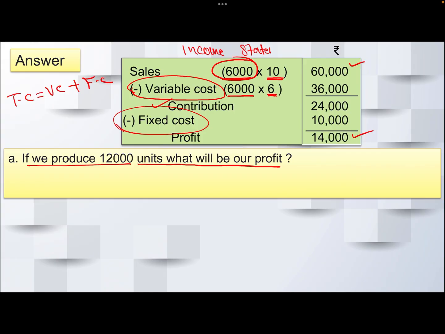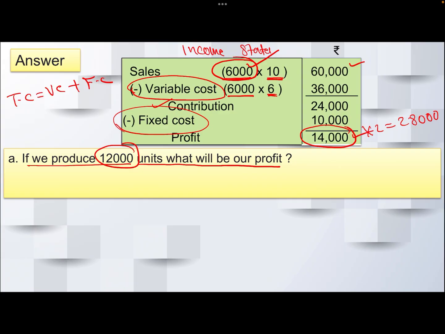What will be the profit? Yeah, it's common sense. If we got 14,000 from sale of 6,000, when sales doubled, which means it became 12,000, our profit will also be doubled, like 28,000. Okay? Yeah. Are you sure? Damn sure.